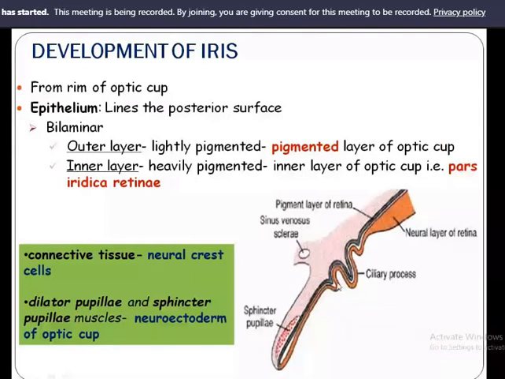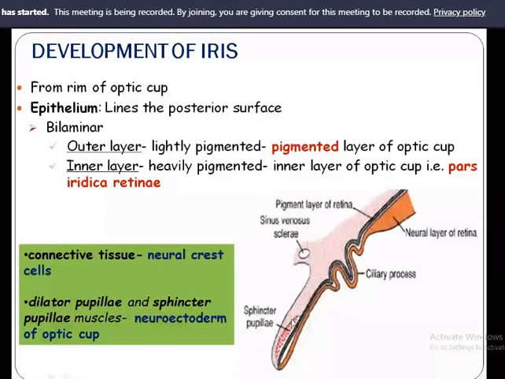So can you trace the two different layers? This inner layer of the optic cup is known as the pars iridica retina, which will form the inner layer of the iris. The outer will be formed from the pigmented layer of the optic cup. Apart from this, we also have the connective tissue present there, which develops from the neural crest cells. The sphincter pupillae and the dilator pupillae will be formed from the neuroectoderm.